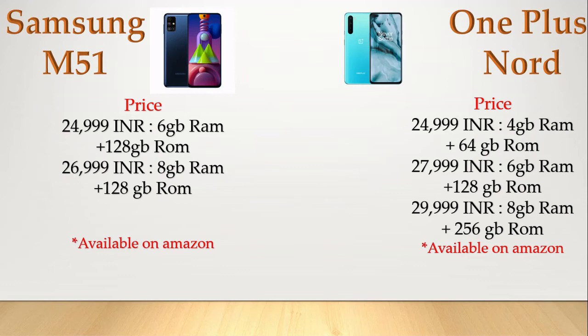Whereas OnePlus Nord has 3 models of 25,000, 28,000 and 30,000. The 25,000 model has 4GB RAM and 64GB ROM, whereas the 28,000 model has 6GB RAM and 128GB ROM, and the 30,000 model has 8GB RAM and 256GB ROM.